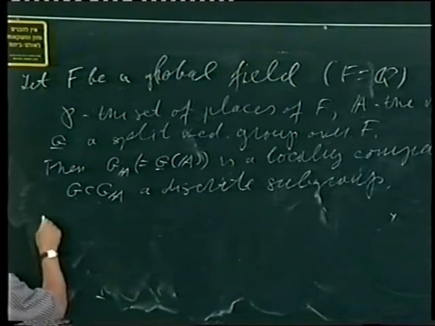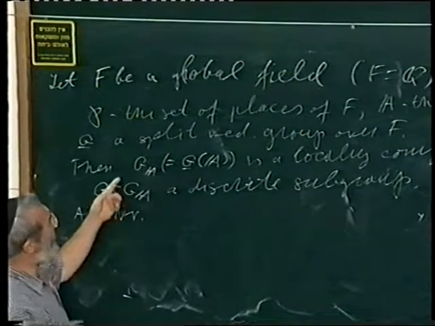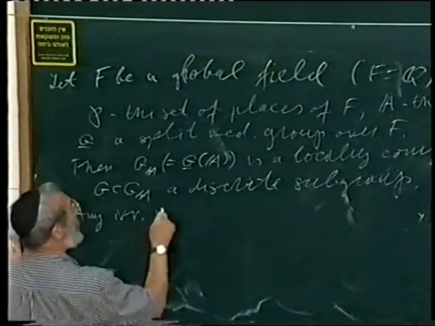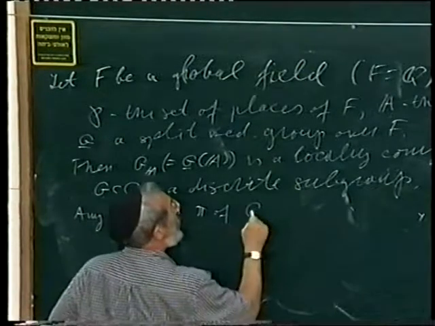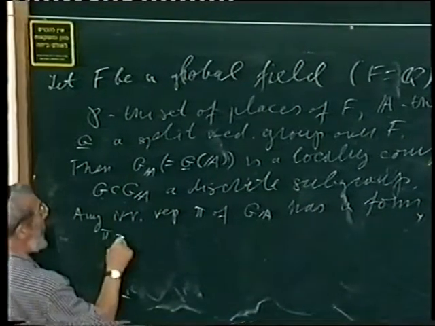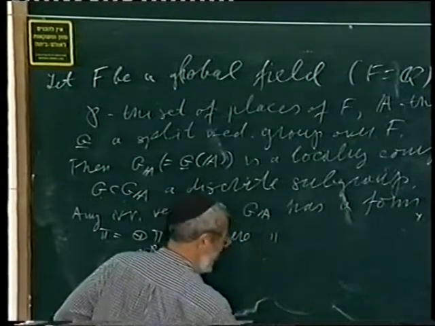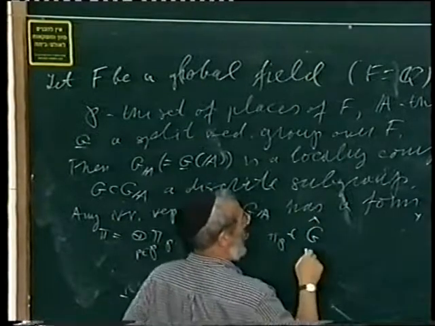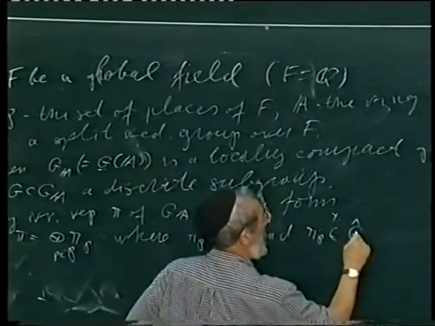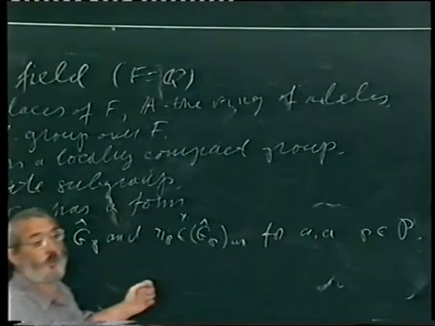Now any irreducible, well, it depends. If it's semisimple, it has finite volume. If it's reductive, it's not. I will ignore these differences. Any irreducible representation pi of G_A has the form pi is a tensor product of pi_p over local fields, where pi_p is, of course, an irreducible representation of our group G_p, and pi_p is in the unramified part for almost all p. This is your general structure.